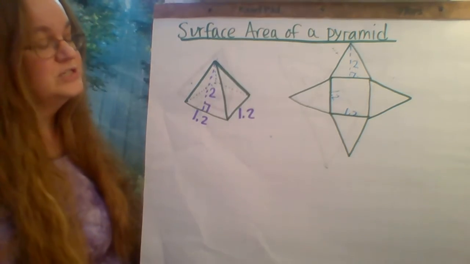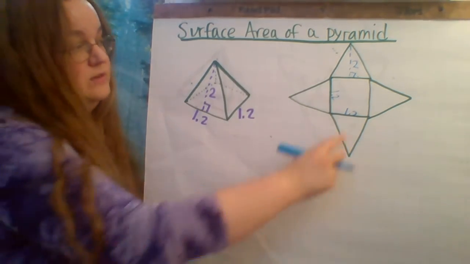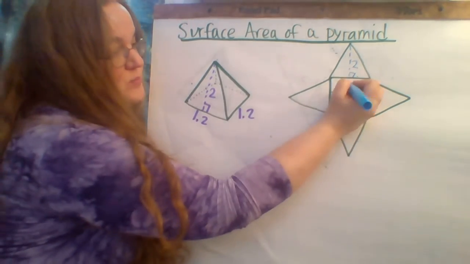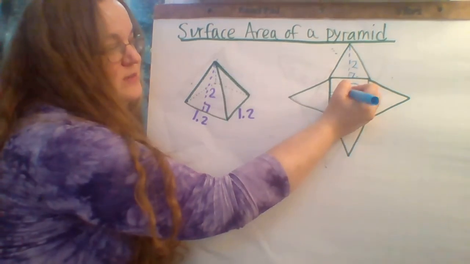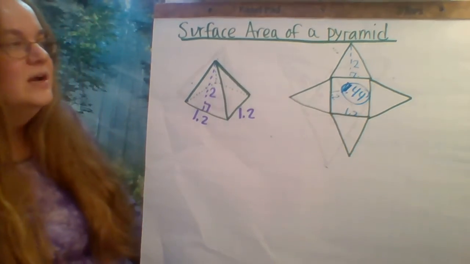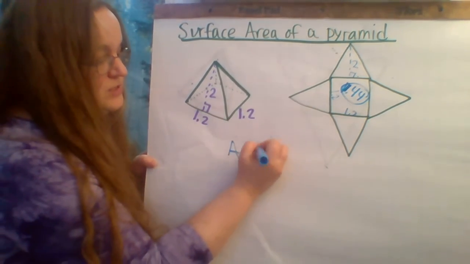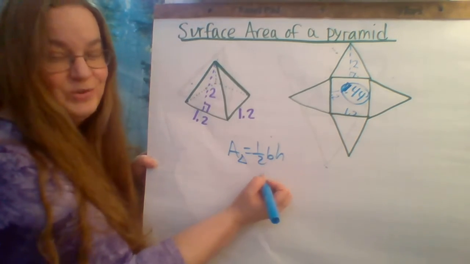Just like we do with all the other ones, we're going to find the individual areas and then add them together. So for the square in the middle, 1.2 times 1.2 is going to give you 1.44, because it's the same as 12 times 12. And then for the area of the triangle, remember the area of a triangle is 1/2 base times height. Again, writing out the formula.